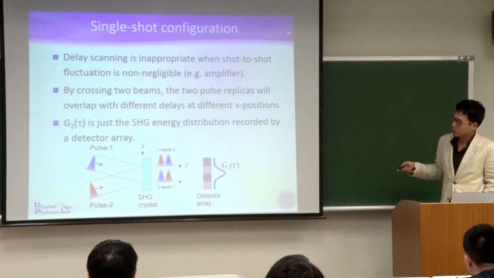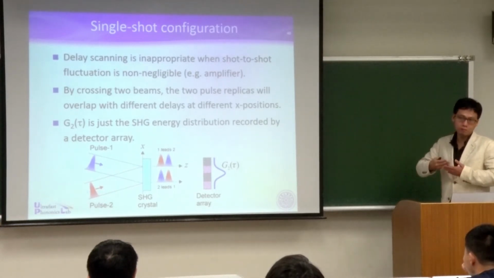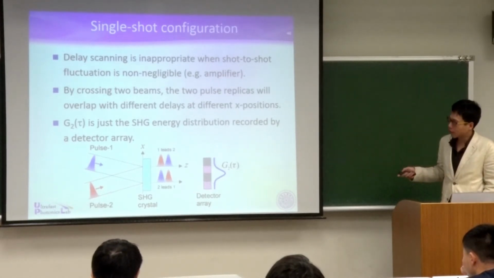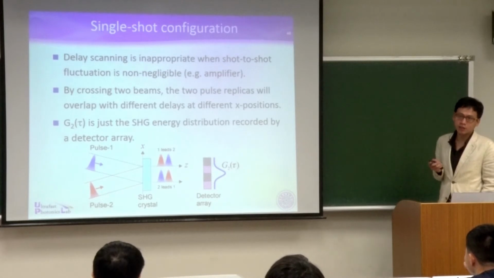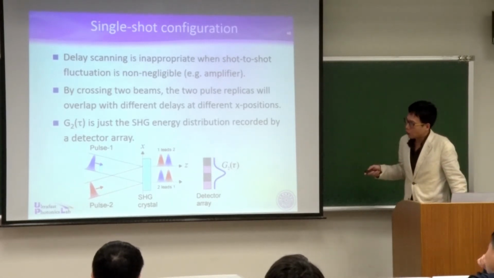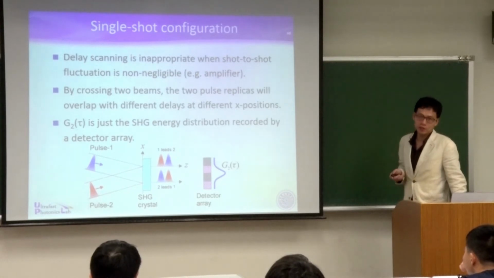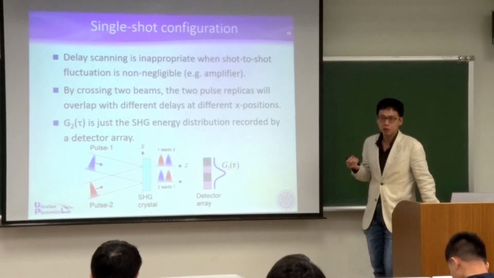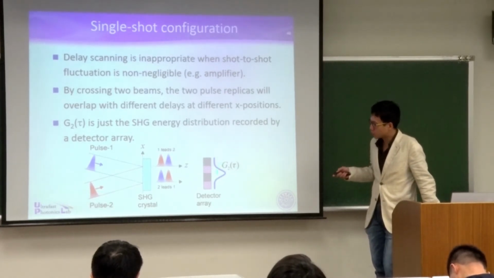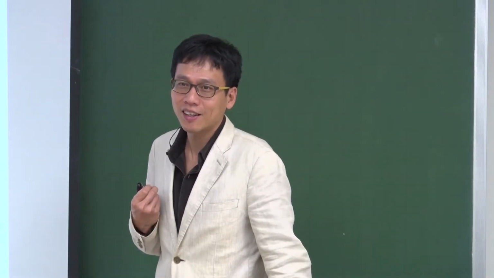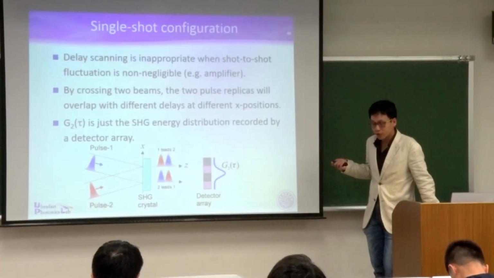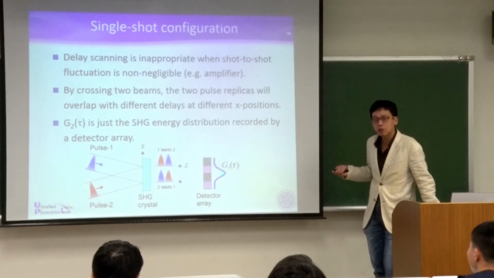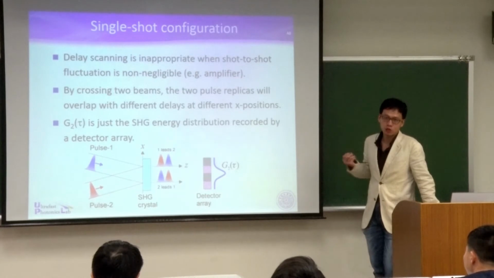Okay? For example, if you cross the two beams with a bigger crossing angle, you can modify the delay window size, right? Or you can control the beam size of the two beams. You can control the delay window as well. So it's up to your experimental conditions. Okay? You have to know roughly what the pulse duration is in advance, so that you can determine a proper delay window size to accommodate the G2 function, right?